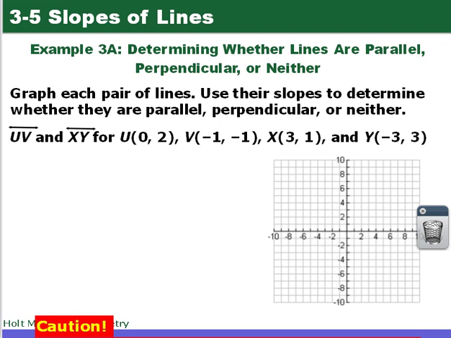All right, this example says graph each pair of lines, use their slopes to determine whether they are parallel or perpendicular or neither. So UV, we're going to use the points, these are our 2 endpoints for UV. And then our 2 endpoints for XY are here and here.